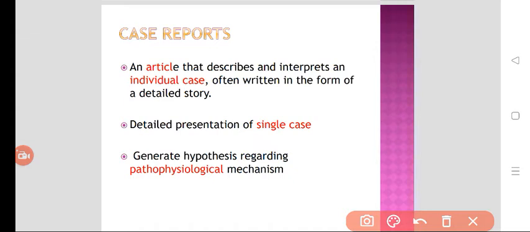It will generate hypotheses regarding the pathophysiological mechanism. This is the important advantage. What is the etiology? It will explain the etiology, the mechanism, why it occurred.